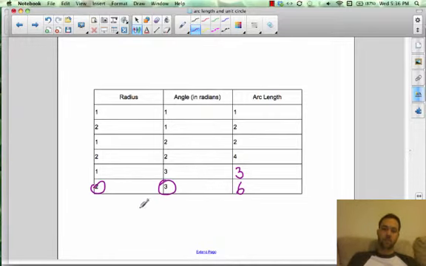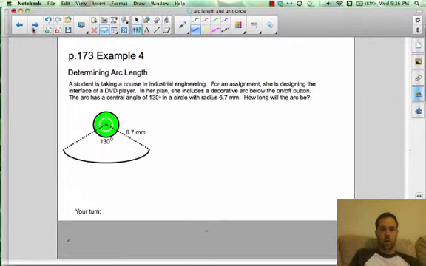So we do have a general form of the equation relating radius and angle and arc length, and that equation is A, the arc length, is equal to the angle in radians times the radius. Now it's important that this angle is in radians, because if it's in degrees it will give us a completely out to lunch value.